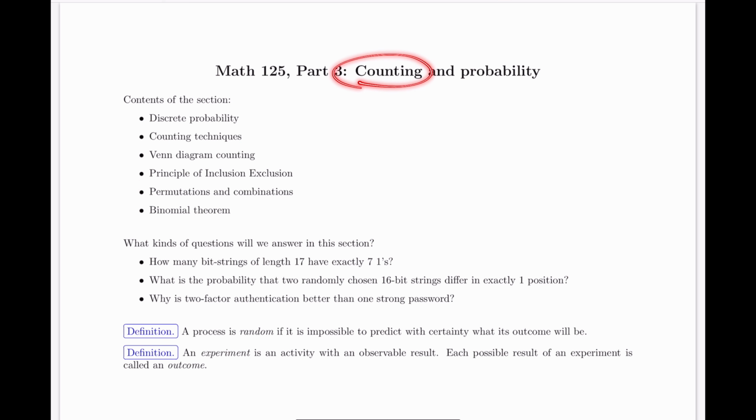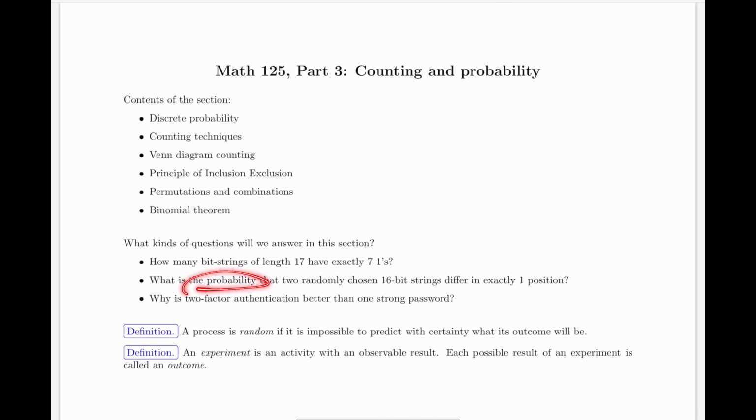Now, this type of counting isn't your regular 1 + 1 = 2 type thing. We will actually answer quite complex questions. Here's just a sample of the types of things that we are going to be looking at. For example, how many bit strings of length 17 have exactly 7 ones? We can, of course, list them all, but that would take a while. Are there more efficient ways to do so?